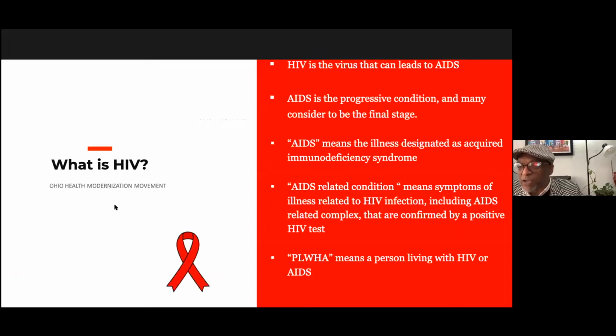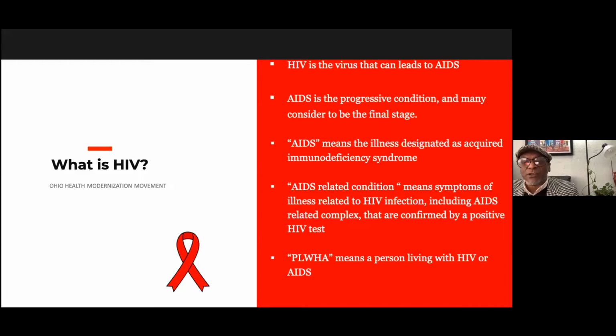Hi, my name is Bryant Jones. And I'm going into my 38th year with Thriving with AIDS. We've been doing this work for a while. But just to get started, to give people some background information, HIV is the virus that can lead to AIDS. And AIDS is the progressive condition. And many times people consider this to be the final stage.